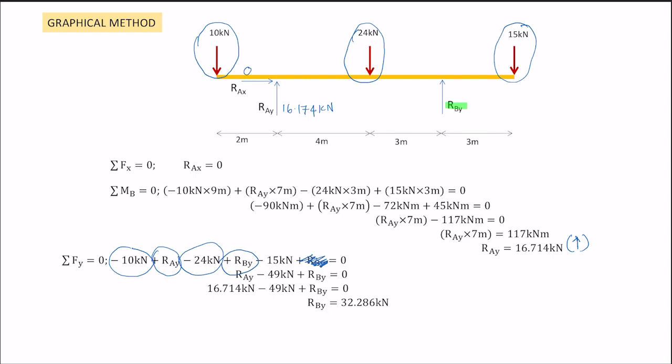10 minus 24 kilonewton minus 15 kilonewton, then you will get negative 49 kilonewton. Which means that when we replace the RAY, we can get the value of RBY, which is 32.286. Next, we can draw the shear force and bending moment diagram using the graphical method.